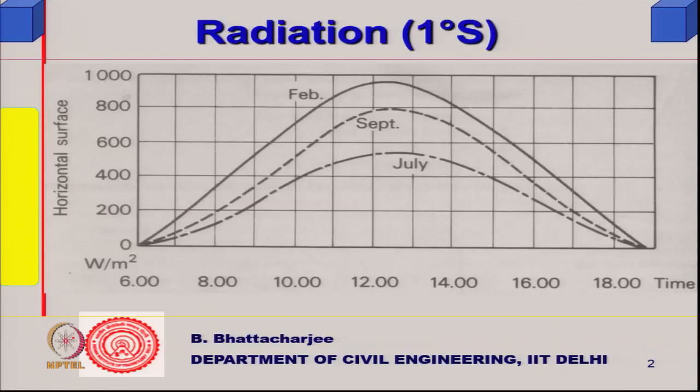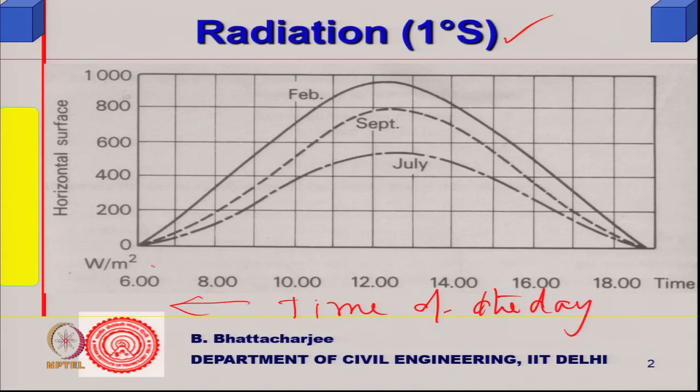So, for example, if you look at 1 degree south latitude, you find that if this is the time of the day, 6 to 18. Now, 1 degree south latitude. You find that maximum radiation is received in February, which is summer there. You can see a similar one for 1 degree north.